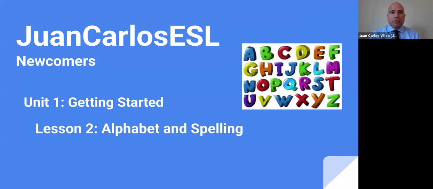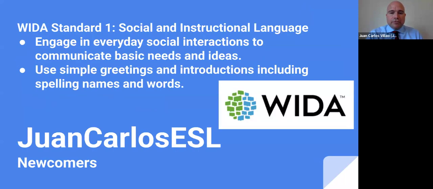Juan Carlos ESL, newcomers, Unit 1, getting started. Lesson 2, alphabet and spelling. So what WIDA standards are we applying in this lesson? Just like in the previous lesson, we're complying with WIDA standards. In this lesson, WIDA Standard 1, social and instructional language. Students will engage in everyday social interactions to communicate basic needs and ideas. To be more specific, we're going to use simple greetings and introductions, including spelling names and words.